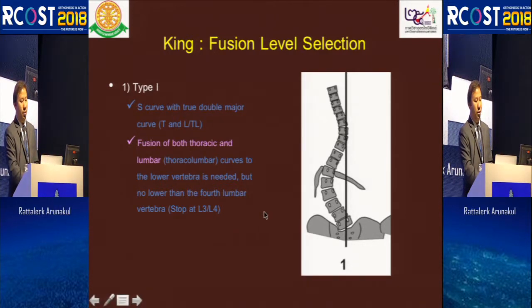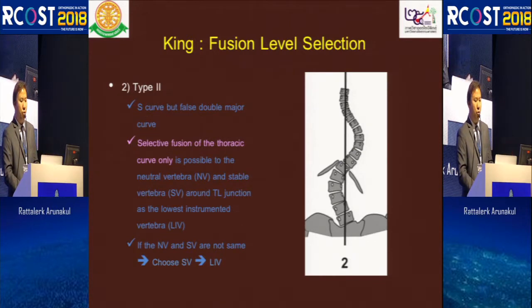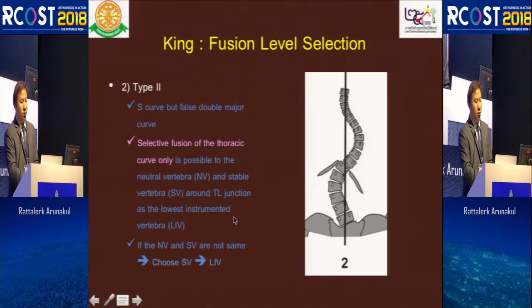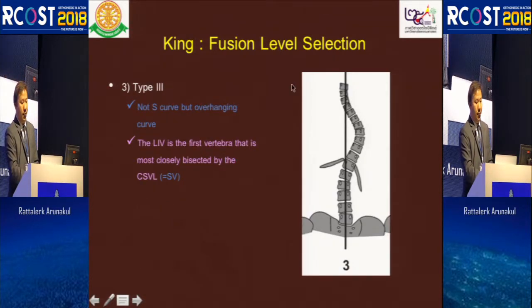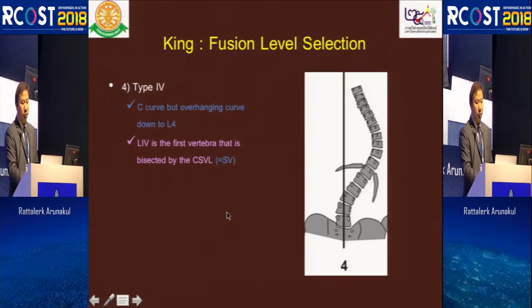In King type 1, it's an S curve with true double major, a big thoracic and a big lumbar curve, so the principle is you should fuse both the thoracic and lumbar spine. Type 2, which people talk a lot about, is a false double major, where the lumbar is very flexible and you can do a selective fusion of the thoracic curve only. For type 3, the LIV, the lowest instrumented vertebra, is the first vertebra that is most closely bisected by the CSVL, like in the picture.